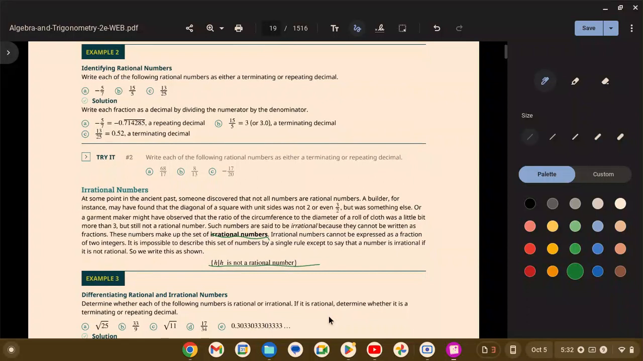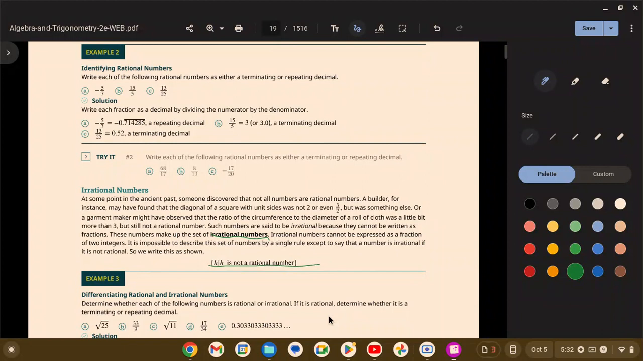Example 3, differentiating rational and irrational numbers. Determine whether each of the following numbers is rational or irrational. If it is rational, determine whether it is a terminating or repeating decimal. Root 25, I know that just off of memory, that's 5. That's terminating. 33 ninths can be reduced. Divide by 3, it's 11 thirds. That's going to be repeating, because over 3 you're going to have 0.3s repeating or 0.6s repeating.